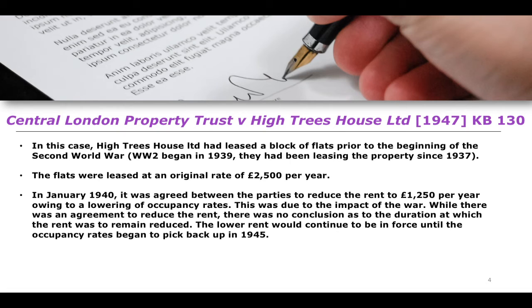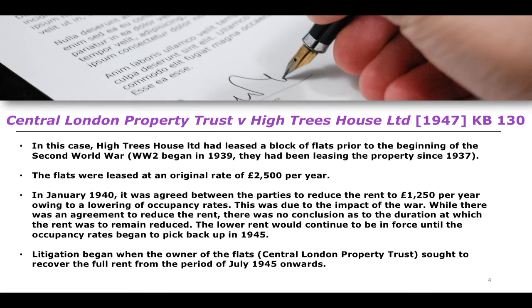So there was a period of time during the war where there was a lower occupancy rate. They agreed in January 1940 to lower the rent by half to £1,250, and there was no agreement as to how long this lowered rate would continue, and it would continue, as it turns out, until around 1945, when the rates would increase as a result of the increase in occupancies. Litigation began when the owner of the flats, Central London Property Trust, sought to recover the full rent from the period of July 1945 onwards.